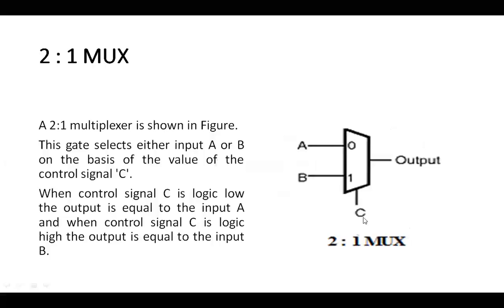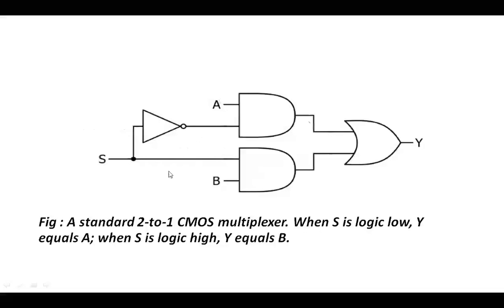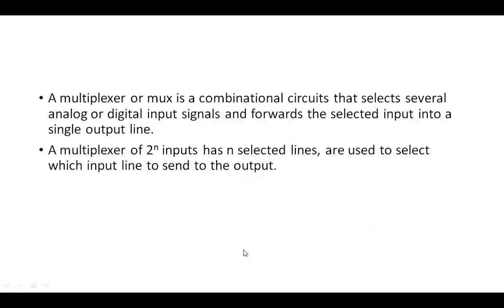Instead of C, I have used S there. So when S is low, I am getting A. When S is high, I am getting B. So both are multiplied and added. Fine. A multiplexer or MUX is a combinational circuit that selects several analog or digital input signals and forwards the selected input into a single output line. So that's the function of a MUX.